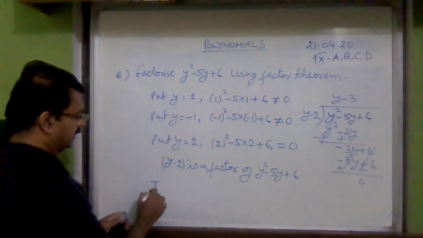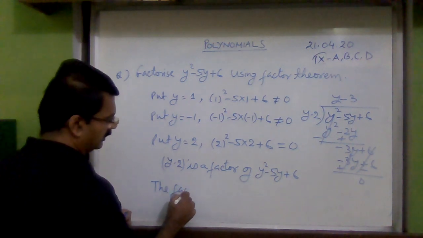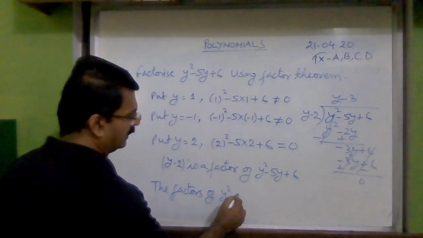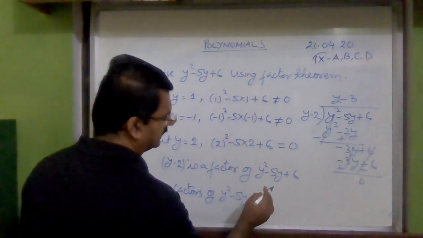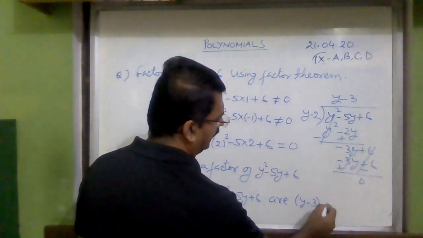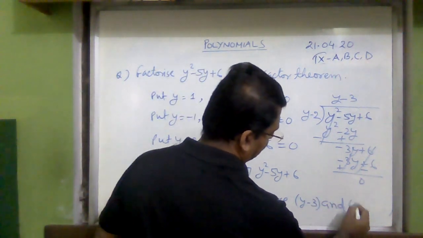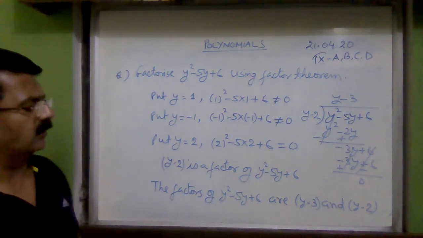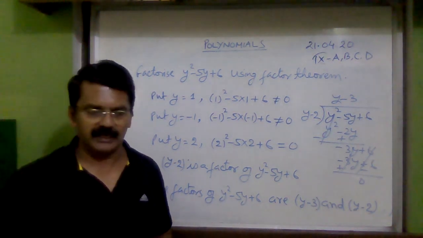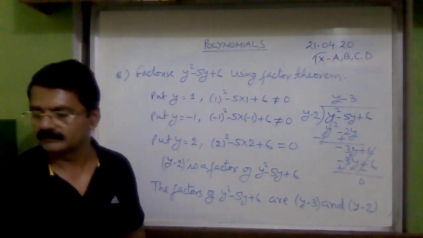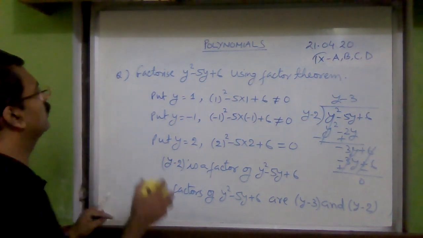So the factors of y square minus 5y plus 6 are y minus 3 and y minus 2. And that is your answer, y minus 3 and y minus 2. Clear? Now we will do one more example.